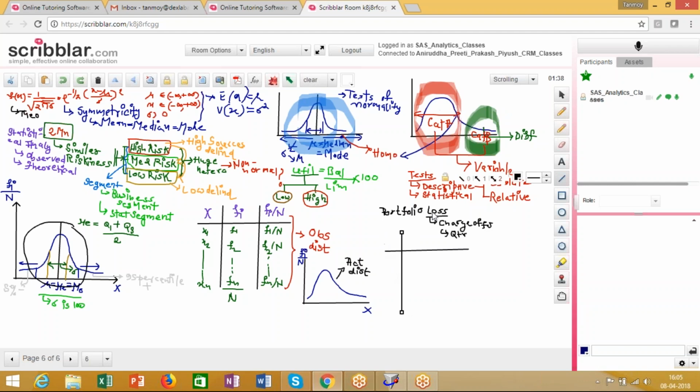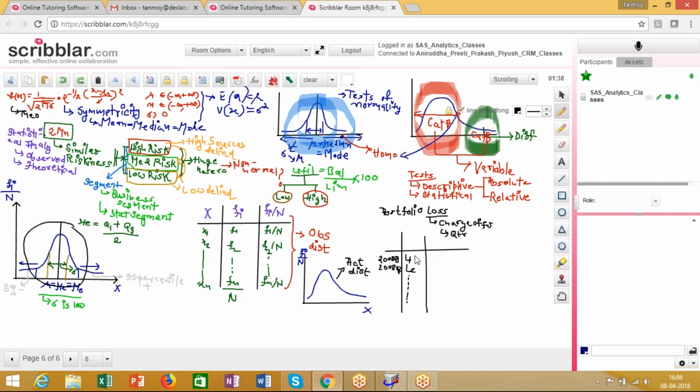So there are the quarters. Say 2008 Q1, 2008 Q2, like this. So you have the relevant time periods and you have the loss values, L1, L2, like this, you'll have all your loss values.